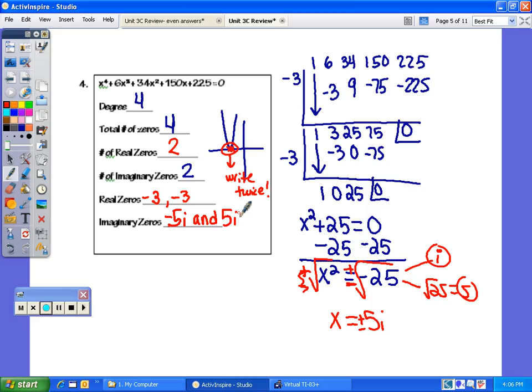One's positive, one's negative. Okay, so every time you get real zeros and then you have to find imaginary ones, always do synthetic division first and then do the quadratic formula or the shortcut.